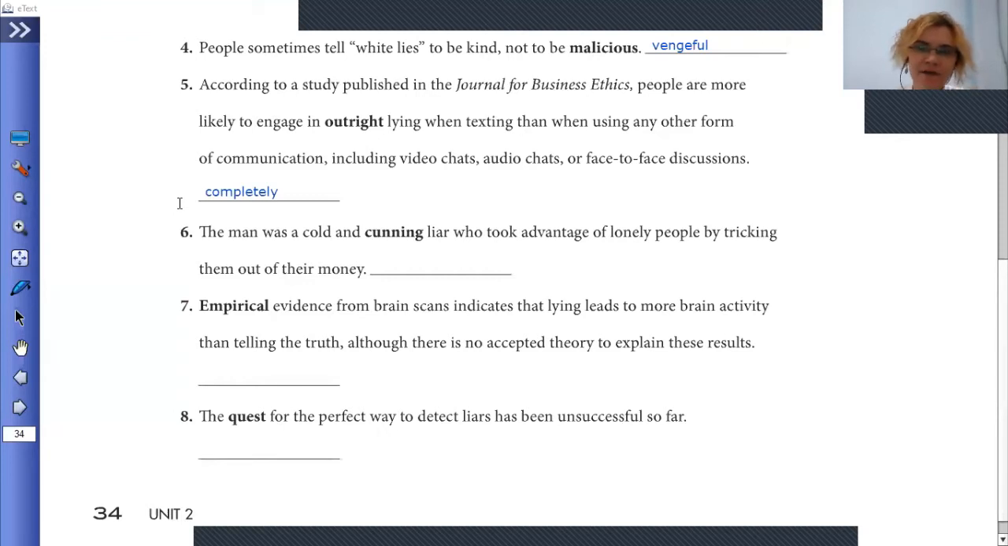Yeah. It could also be completely or totally or entirely. Yeah, there's many synonyms, right? So, yeah, outright lying is more a complete lie. It's like a straightforward lie. Is a total lie. Is an entire lie. It's like out there. Yeah. Okay. Thank you.